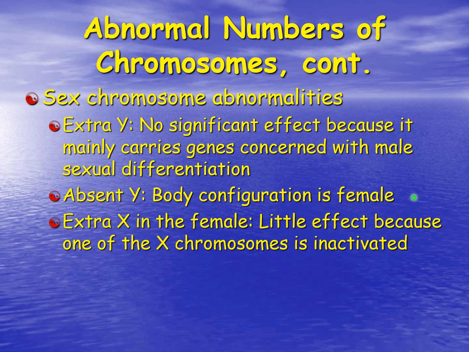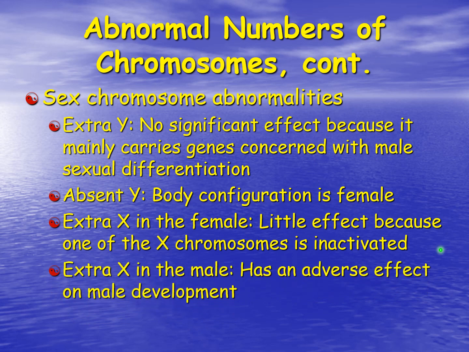What if there's an extra X in the female? Well, there's again little effect seen in the phenotype, because if we can inactivate one X as the Lyon body or Barr body, then why can't we just inactivate the other X? Again, we now have 47 chromosomes, so this may actually cause some infertility issues.